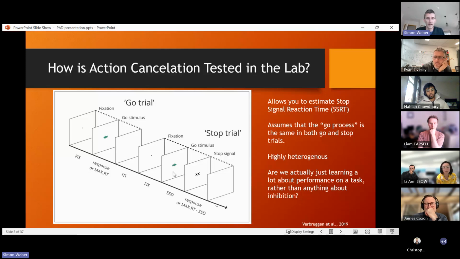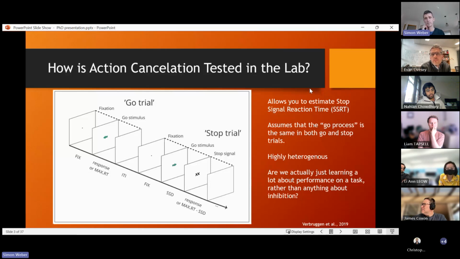The only difference here is that following a variable delay called a stop signal delay, a stop signal appears, and this means that the person needs to inhibit their response. So the correct response here is no response. The main purpose of this task is to try to assess the latency of the stopping process. Of course, if someone successfully stops, then there's no behavioural response, so you can't get a direct measure of that. You need to estimate it. And the estimation of the speed of this process based on behavioural data is called the stop signal reaction time.